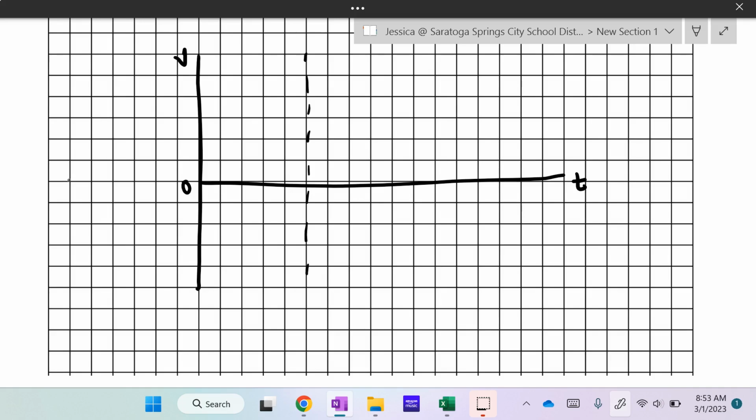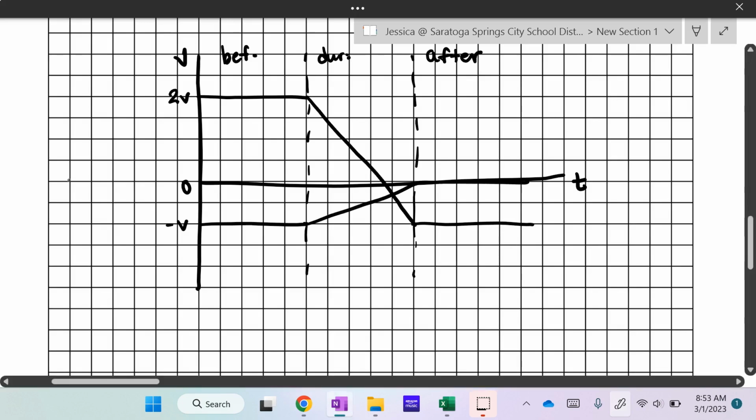I should probably make my before, during, and after. Before, during, after. So I have my block of mass m, which is moving at 2v. And to kind of make my graph a little bit bigger, I'll say that 2v is up here. And then my 3m mass is moving at -v. And then after the collision, this object moves at -v. So I can kind of connect them like that. And then this object comes to a stop.